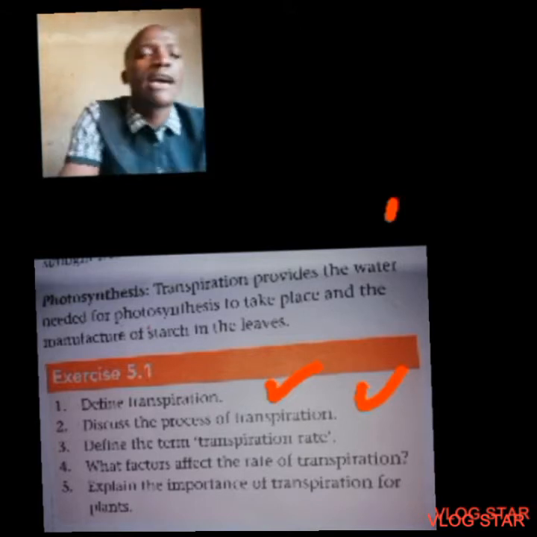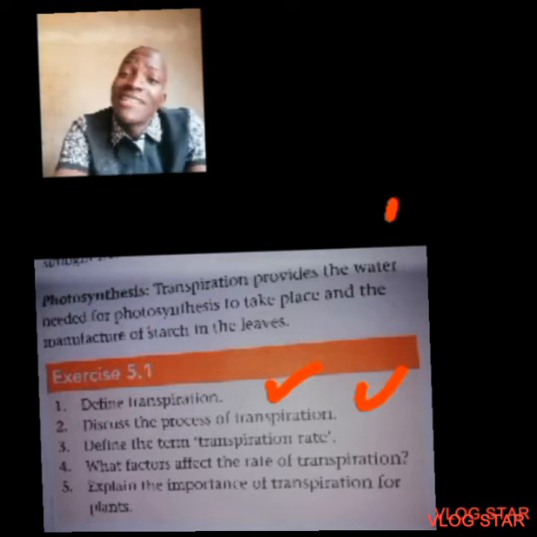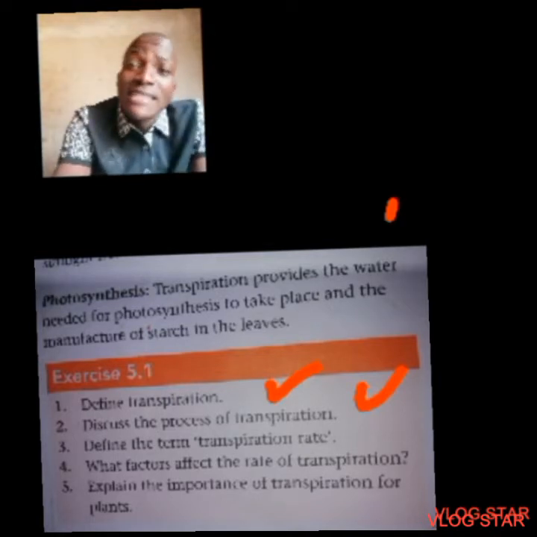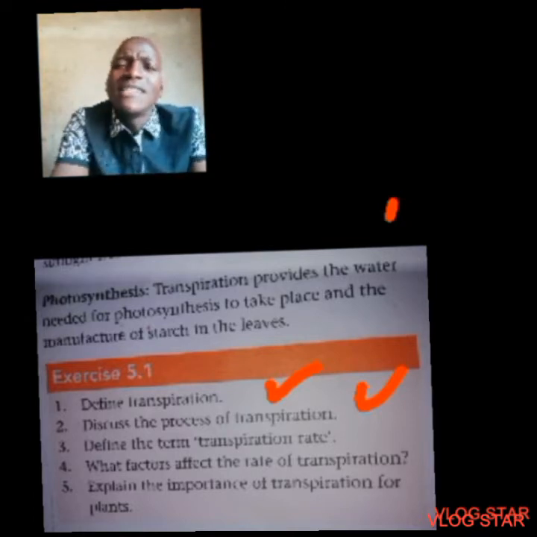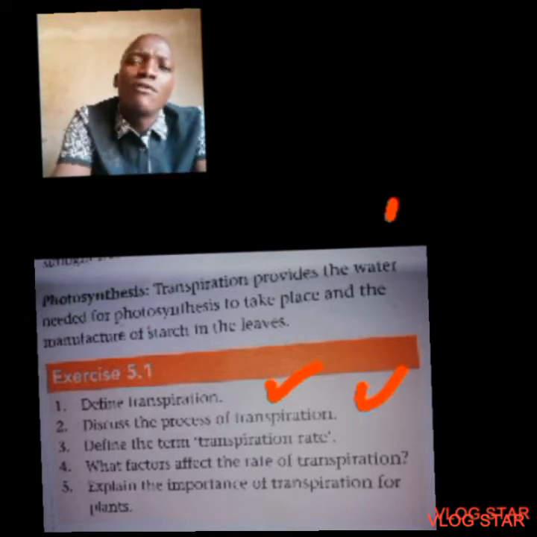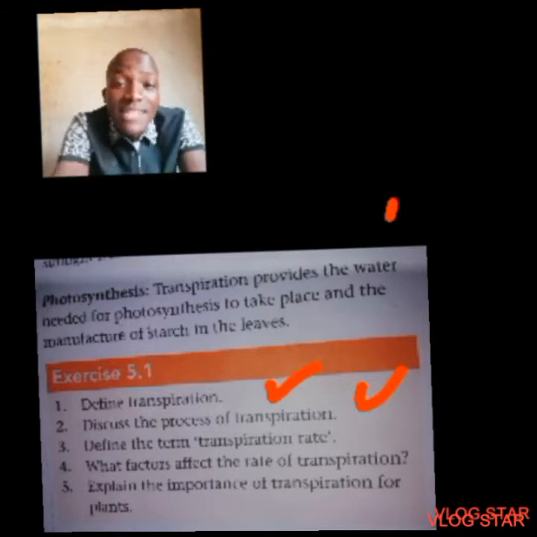We move on to talking about what we call stomata distribution. It's another factor that affects the rate of transpiration. When the leaf has more stomata, it promotes a high rate of transpiration. I think that's how you must answer this question.